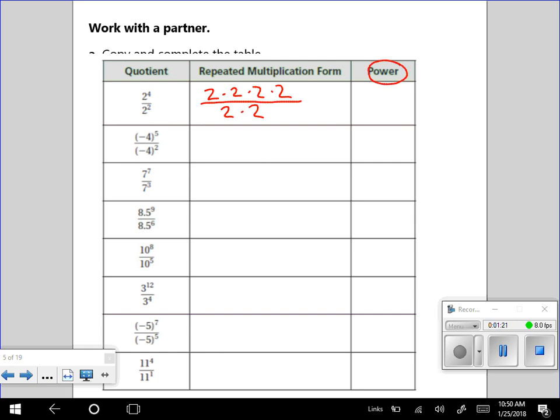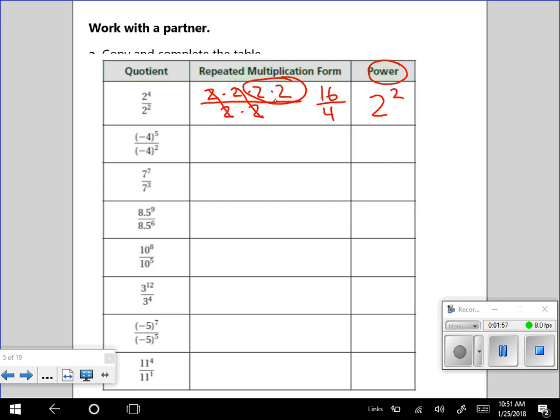Well, a couple of ways we can think about this. One, if I'm dividing 2 divided by 2, they cancel. And if I'm dividing 2 divided by 2 again, they cancel. So what we are left with is 2 to the 2nd power. Okay, that's one way we could see it. 2 to the 4th power is also 2 times 2 is 4, times 2 is 8, times 2 is 16. And we're dividing that by 2 times 2, which is 4, which would give us 2 to the 2nd power, or 4. So you can see it in two different ways.